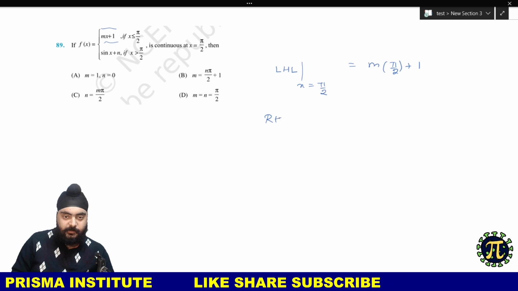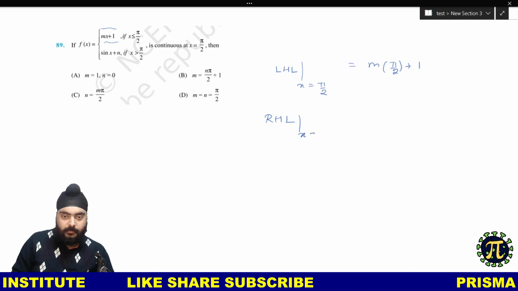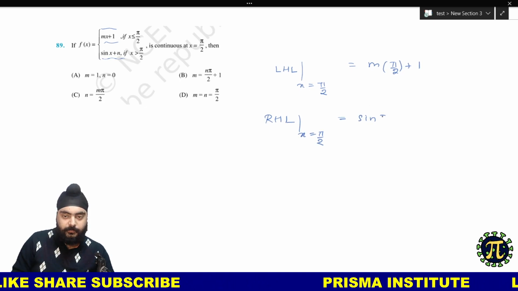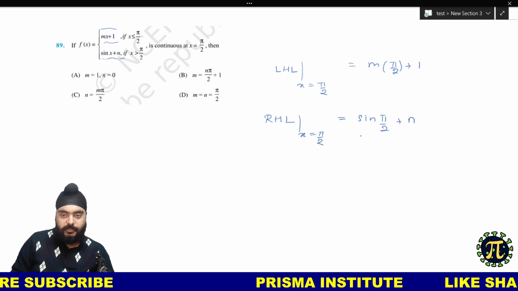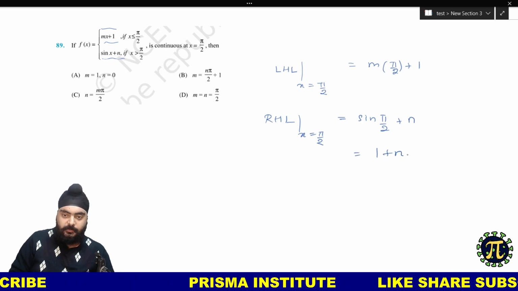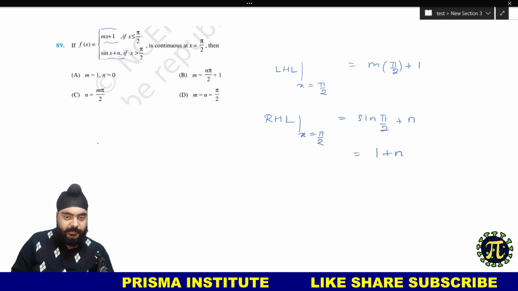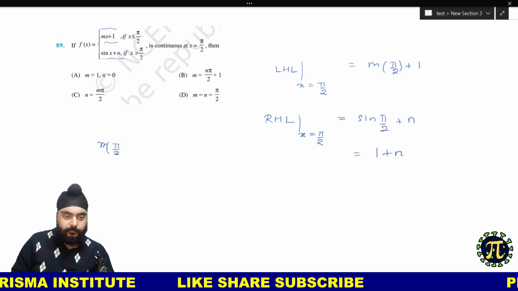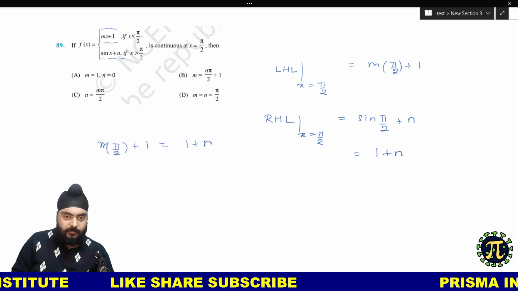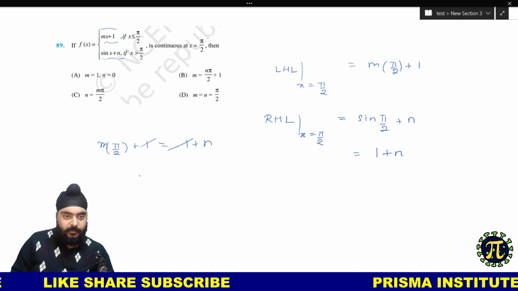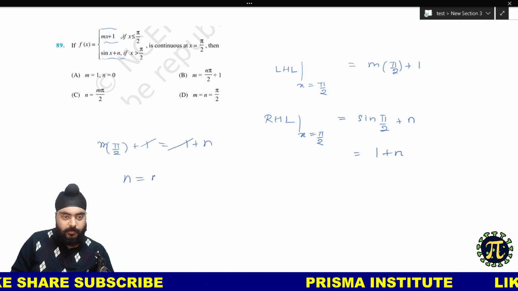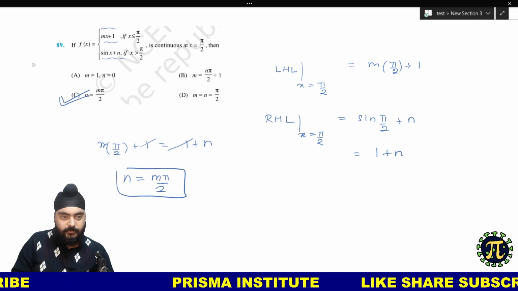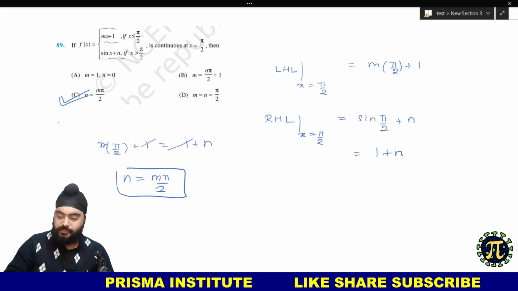And for the right hand limit at x equal to pi by 2, what you can do is put the value pi by 2 in this. So this will become sine pi by 2 plus n. Sine pi by 2 is nothing but 1, so this is 1 plus n. If this is continuous at this point, the left hand limit should be equal to the right hand limit, and we find m into pi by 2 plus 1 should be equal to 1 plus n. So we can cancel 1 and we find n is equal to m pi by 2, which makes option C the correct option. So let's move to our next question, which is the 90th question.